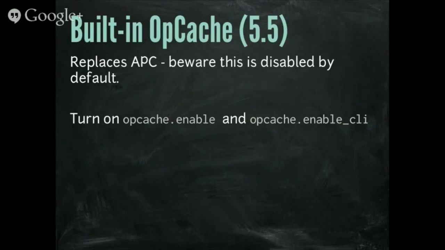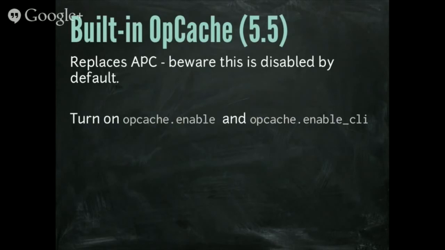The main gotcha is that it's disabled by default. So it's there, but you can't use it unless you know to turn it on. So once you're on a 5.5 platform, try opcache.enable and opcache.enable_cli. I think the APC issues have been one reason why adoption of 5.4 is so slow.